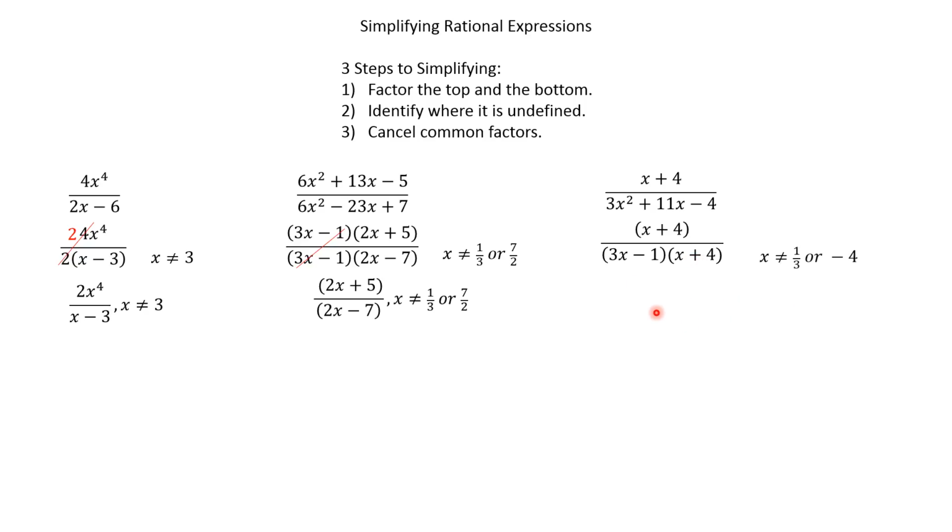And then we can cancel. And we're left with 3x minus 1. Oh, no, wait. That's in the denominator. What do we have left on top? That's right, a 1. 1 over 3x minus 1. One of the big mistakes here, people cancel that, and then magically this denominator moves up to the numerator. No, when you cancel it, if there's nothing left, it's a 1. And so we have 1 over 3x minus 1, and x can't equal 1/3 or negative 4.